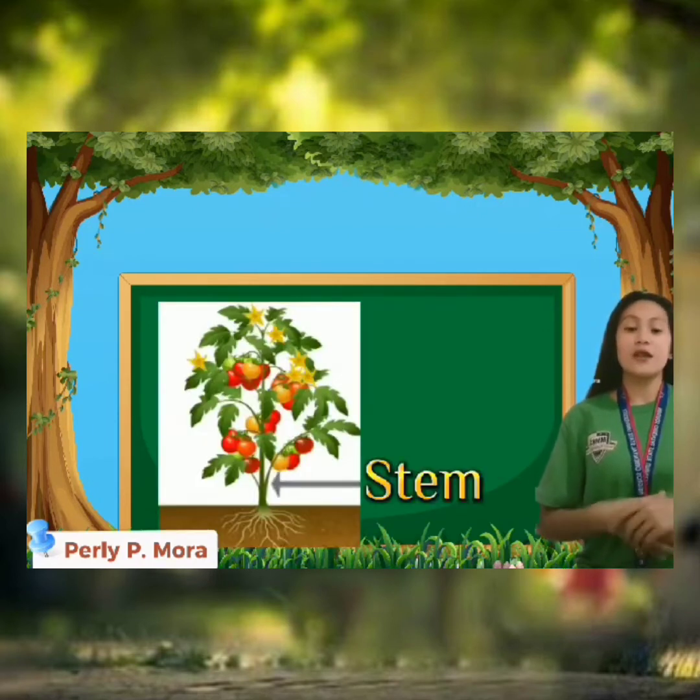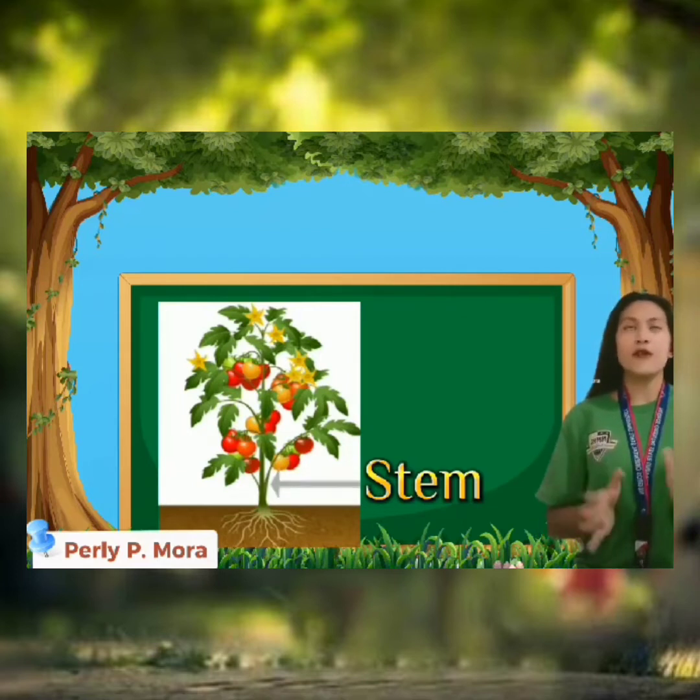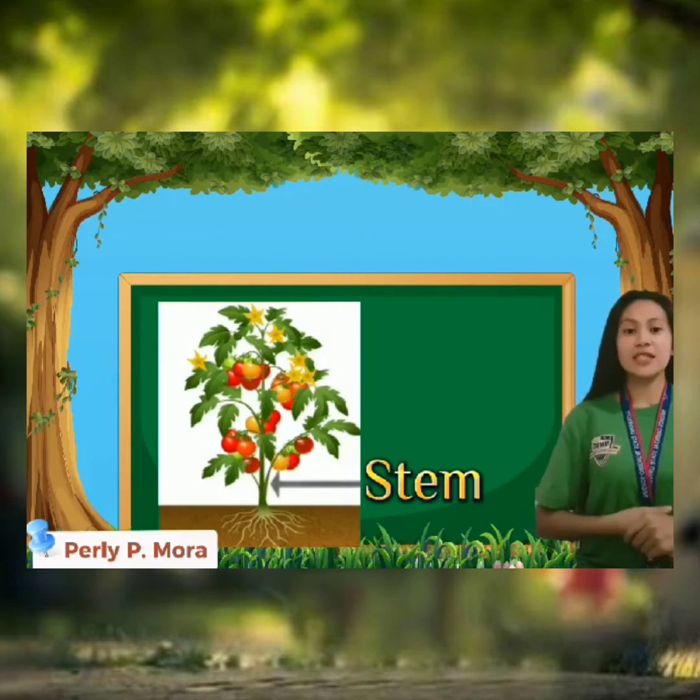Next is the function of stem. The main job of the stem includes supporting the leaves and transporting nutrients and water from the roots to other parts of the plant, particularly the leaves, where photosynthesis may turn them into useful products.